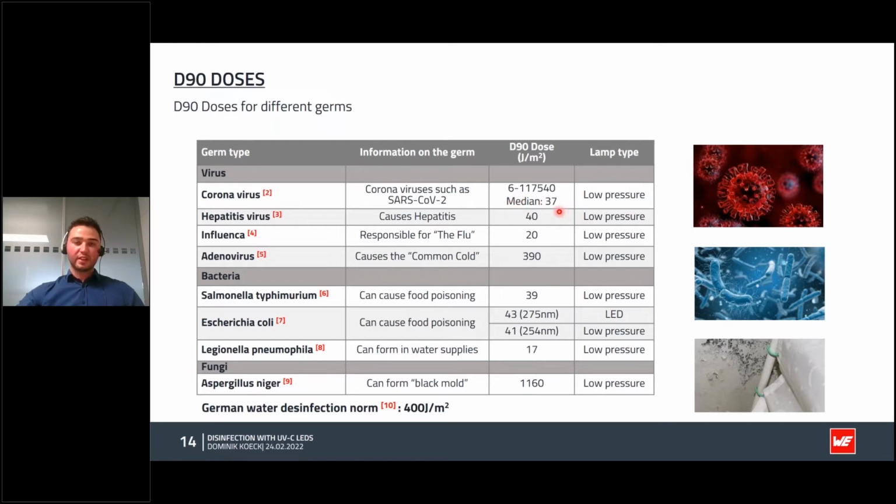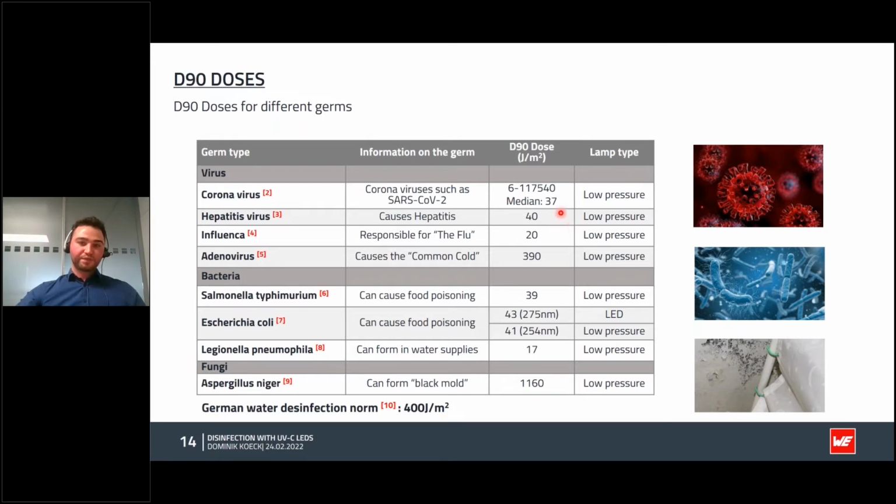So what this tells us is that the D90 dose is not such a fixed value. It varies a little bit depending on the circumstances, for example the surface properties where your virus is, how much light you have on the surface, how much reflection, and so on. So it's really hard to give a common D90 value and to give developers a value to say, okay, this value is good enough for disinfection, because as you see, it can vary a lot depending on the type of virus, but also on the specific setting itself.